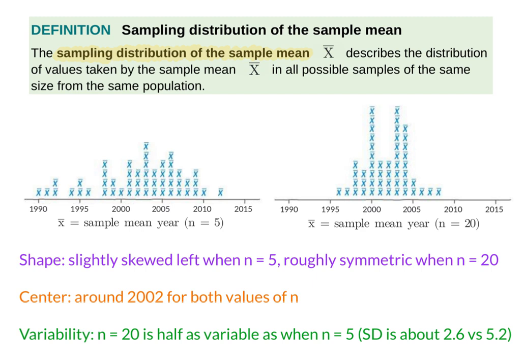In this video, we're going to talk about sample means. First up, let's define a phrase called the sampling distribution of the sample mean. And you could probably guess what this means. It's how the distribution looks when you graph it out. So the sampling distribution of the sample mean, x bar, describes the distribution of values taken by the sample mean, again, x bar, in all possible samples of the same size from the same population.